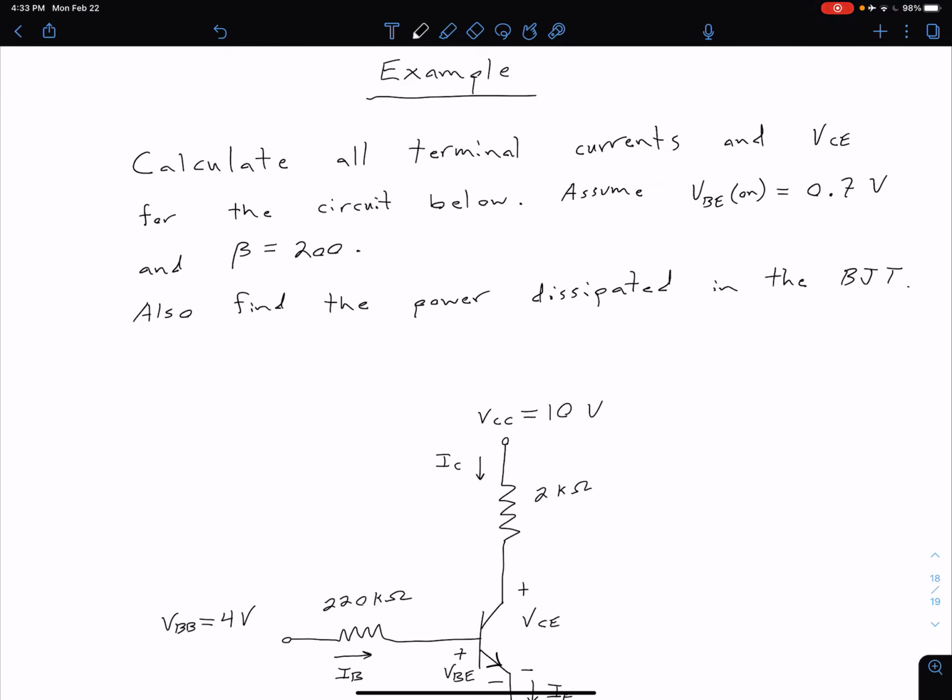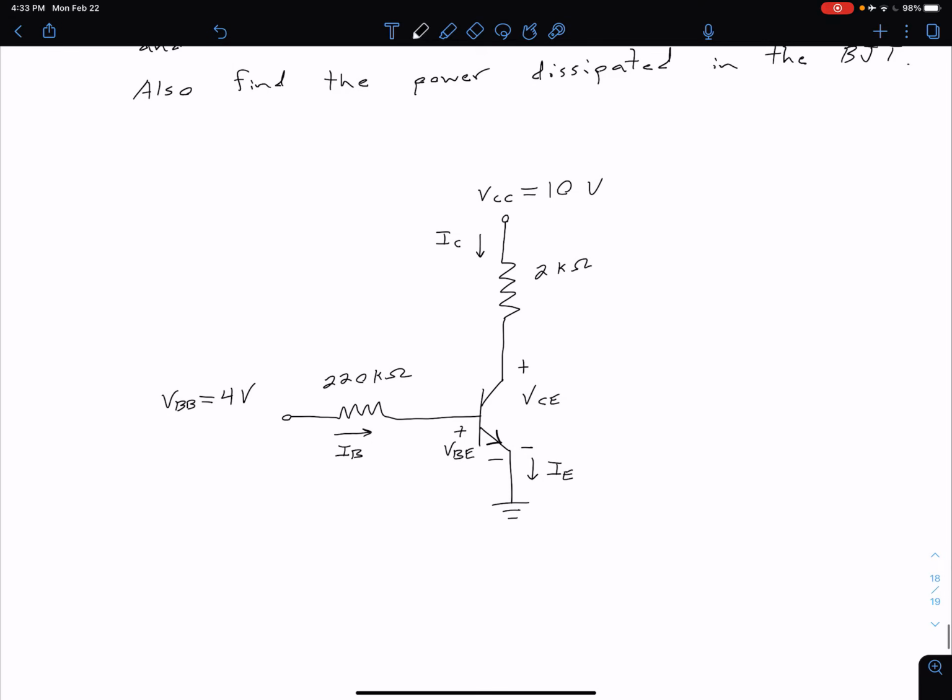We're told to assume the base emitter on voltage is 0.7 volts and our beta value is 200. We also want to find the power that's dissipated in the BJT. So here is our circuit. We see we have this sort of more compact drawing scheme. We no longer have the full loops showing the batteries. We just have nodes with VCC and VBB. And of course you can see the advantage of that is it's a lot cleaner.